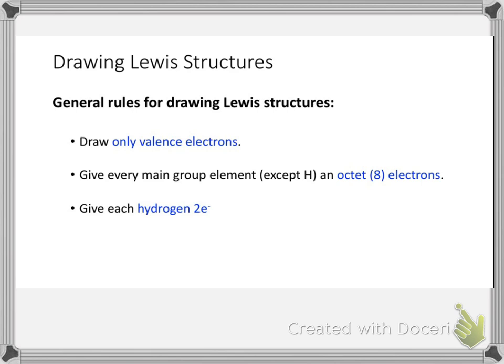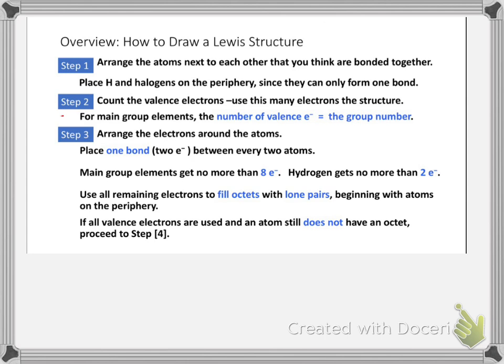So again, to summarize quickly, just keep in mind we're only going to be thinking about valence electrons. We're going to try to give every main group element, except for hydrogen, 8 electrons. And hydrogens will only be able to have 2. So that means they will only be able to have a single bond. So let's get into the process of drawing Lewis structures.